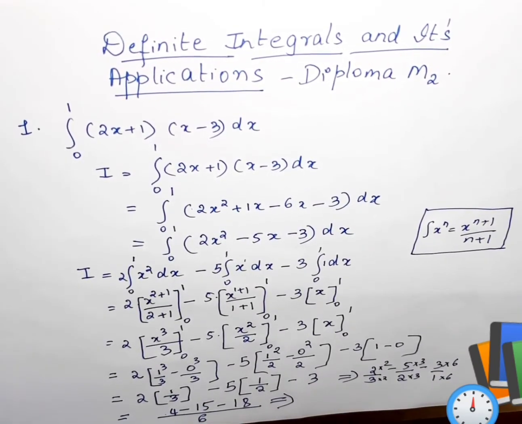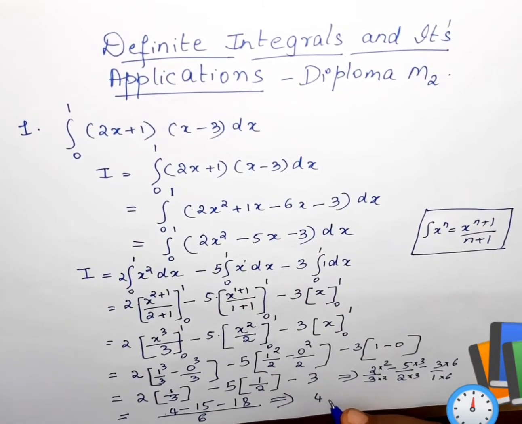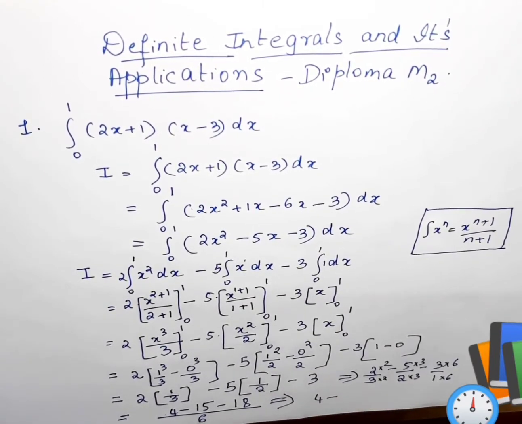Now this will be equal to 4 minus 15 minus 18. We have to add, but we have to write the minus sign. So this will be minus 33. Minus 15 minus 18, we get minus 33 divided by 6.